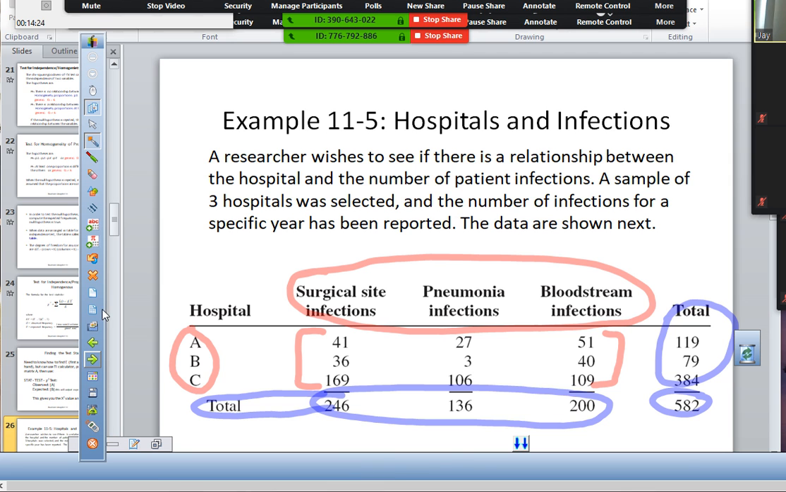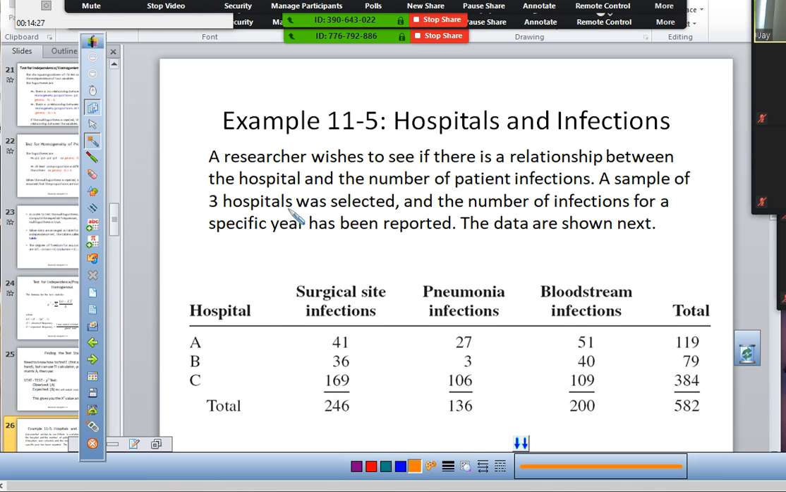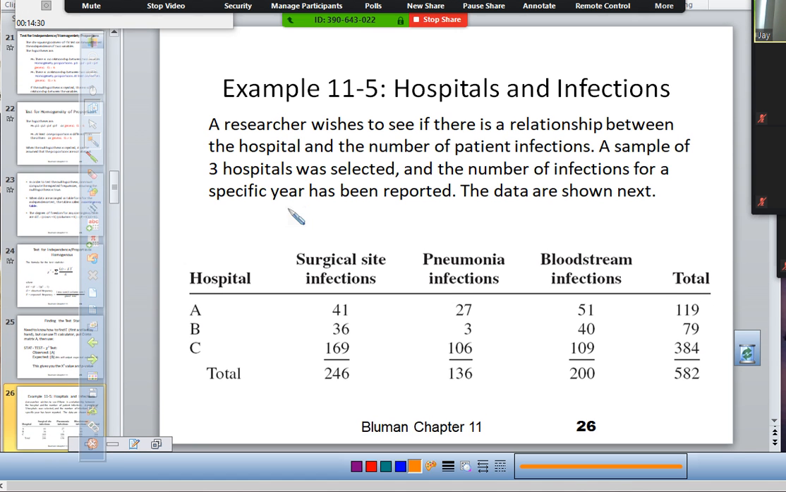All right, so here's an example. Okay, so everybody take a look at this one and tell me how many rows and how many columns we have. Private chat it.